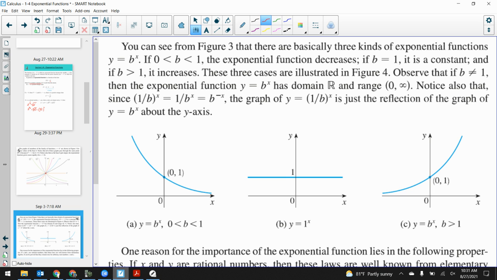Observe that if b is not equal to 1, then the exponential function b to the x has domain all real numbers, but range 0 to infinity. Take a look at that.